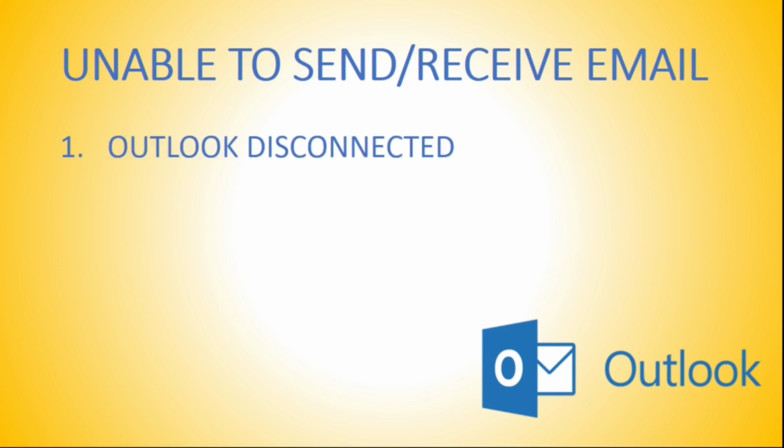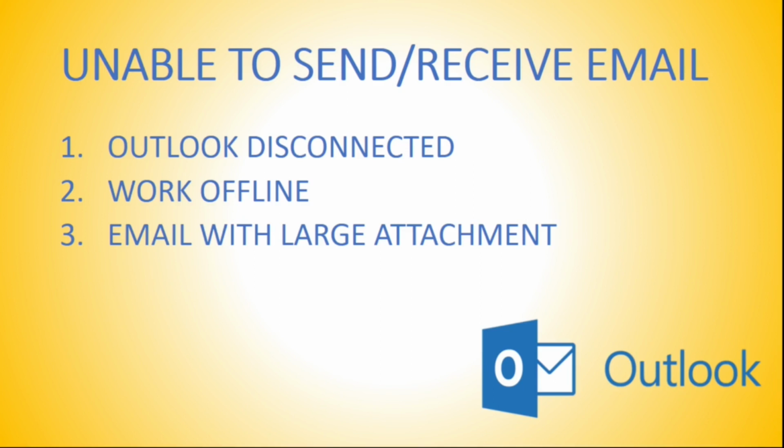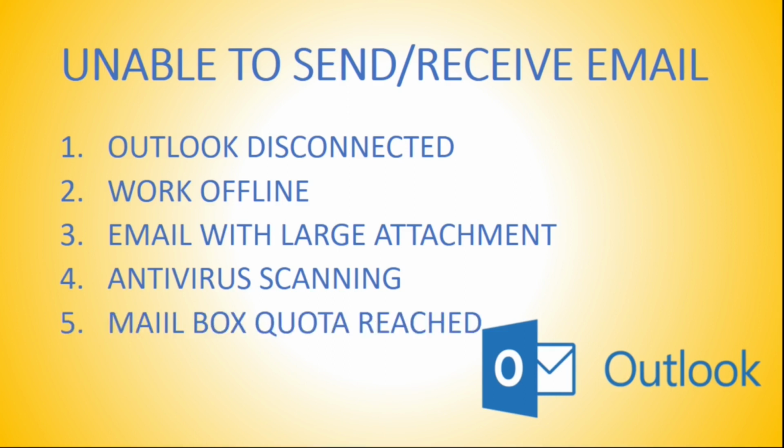Let's start with issue number 1, unable to send or receive messages. If you are not getting new emails, or people are not getting your email, it could be due to the following reasons. Outlook is currently disconnected. Outlook is in working offline mode. Outlook is processing email with large attachment. Antivirus software is scanning your incoming or outgoing email. And lastly, your Outlook inbox has reached the maximum size quota.